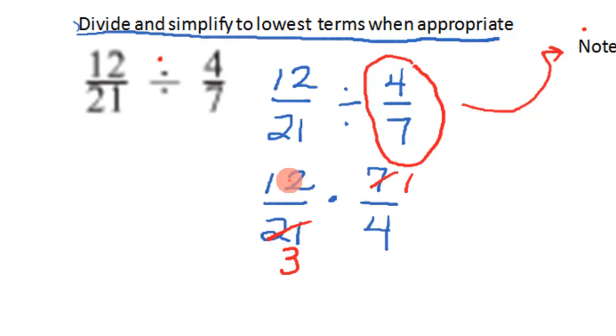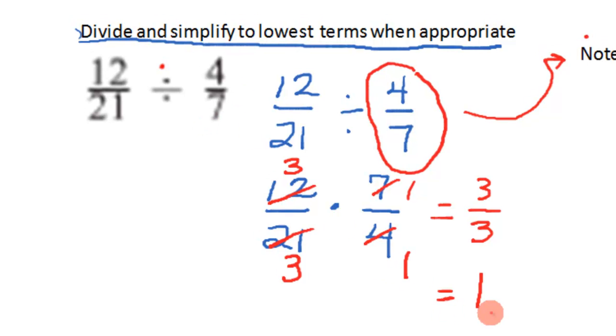In the same way, the 12 and the 4, they have a factor of 4 in common, so that leaves a 1 here, and 12 divided by 4 is 3. Now we multiply across and we get 3 times 1 is 3 over another 3 times 1. And so we get 3/3, which we know equals 1. So the answer to our division problem is 1.